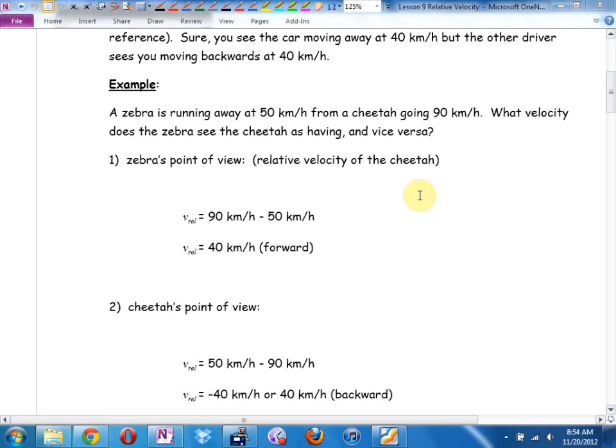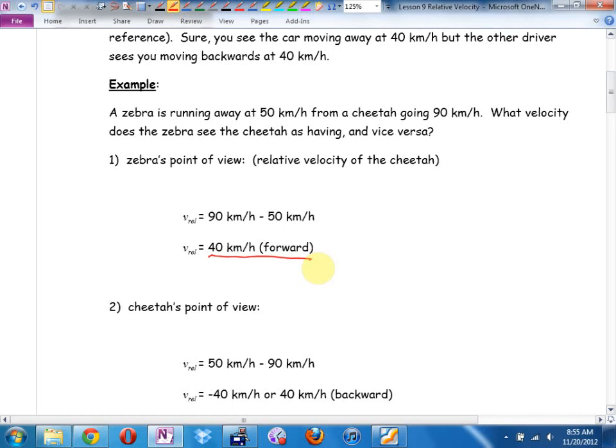It would see the relative velocity as 40 kilometers, oh, I wanted red, Mr. Duke, and a better line. 40 kilometers per hour forwards, because when the zebra looks behind it, it sees the cheetah facing him and getting closer as though he's coming towards me.